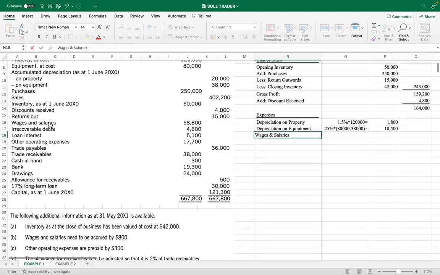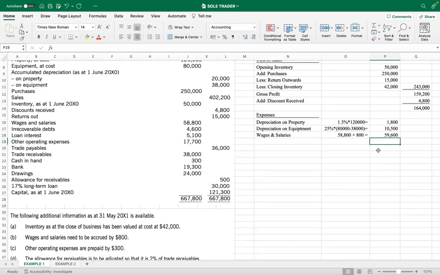We should be recognizing the expenses when they have been incurred, but not when they have been paid. So it means in this case, the wages and salaries paid was 58,800, but there was an amount accrued which was not paid of 800. So you will take 58,800, to it you add the amount that was accrued of 800. So that will give you the amount of wages and salaries. So 58,800 plus 800 gives you 59,600. Next expense is irrecoverable debts.